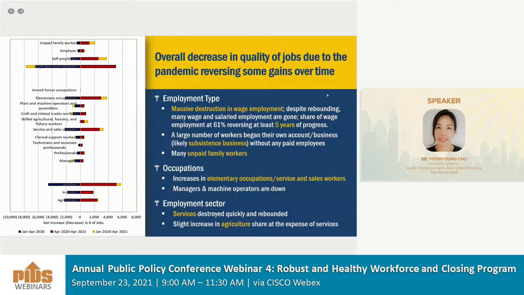An overall decrease in jobs and in the quality of jobs are also major implications from the pandemic. As I mentioned earlier, before the pandemic there had been an increase in the quality of jobs. Many people moved from agriculture to non-agriculture sectors and from non-wage employment to wage employment. But if you look at the employment type, occupations, and economic employment sectors, we can see that there has been massive destruction in wage employment and increases in subsistence business and unpaid family workers. At least it reverses 5 years of progress in this area. In terms of occupations, we observe increases in elementary occupations and service and sales workers. So we observe some deteriorating quality of jobs.